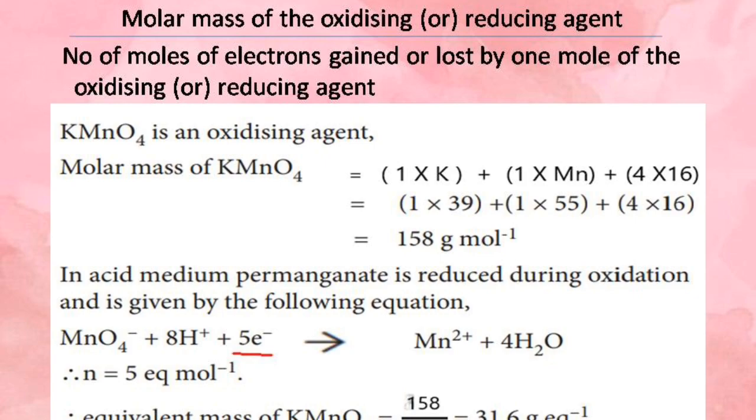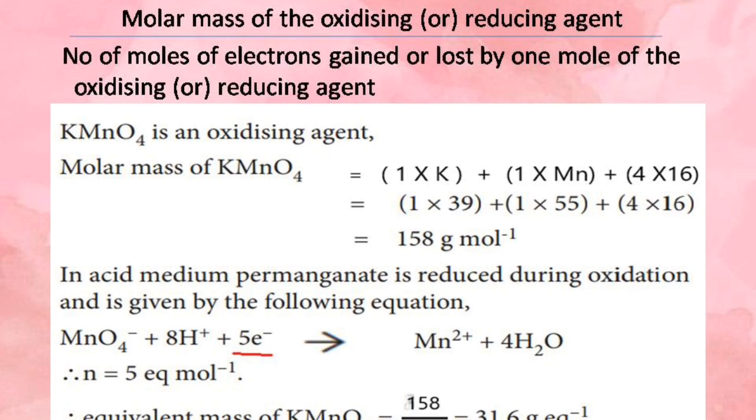How many manganese? 1 manganese. And how many oxygen? 4 oxygen. So potassium atomic weight 39, manganese atomic weight 55, oxygen atomic weight 16. So we calculate that KMnO4 has 158 gram per mole.